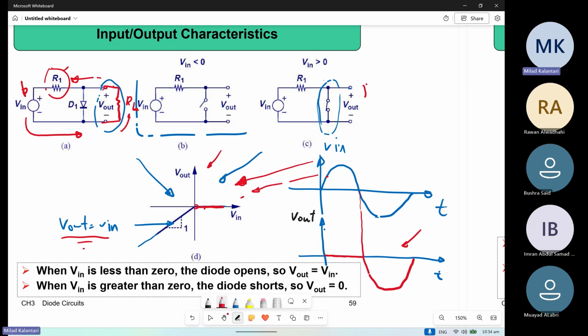Once in the positive cycle, the current is flowing this direction, right? So the load is not seeing the current, because the diode is on and short, right? But the supply is wasting some current through this loop.